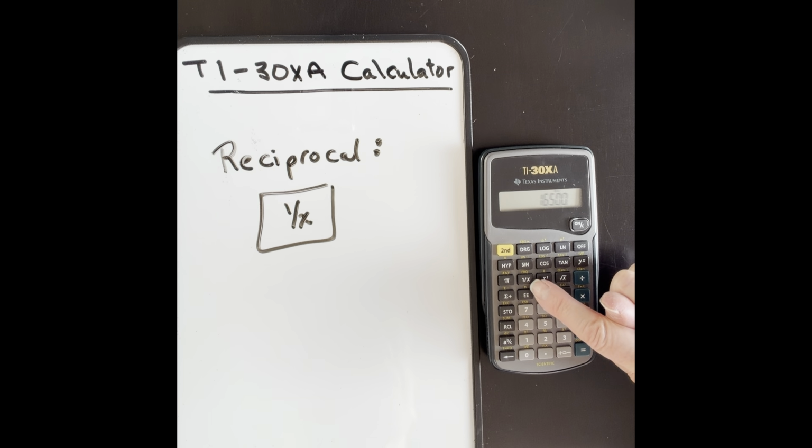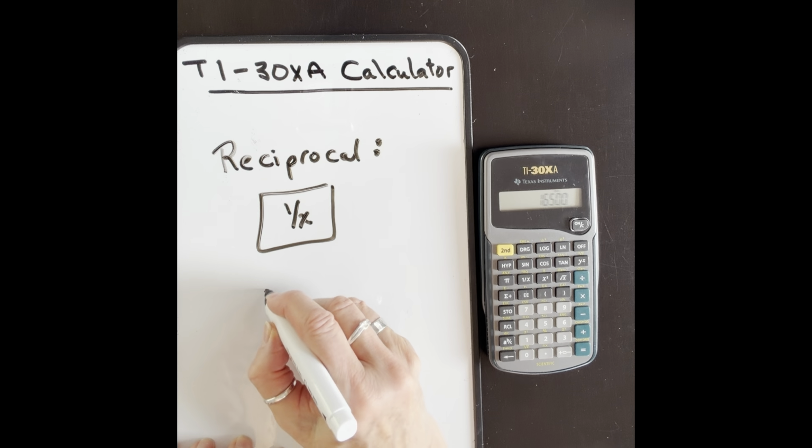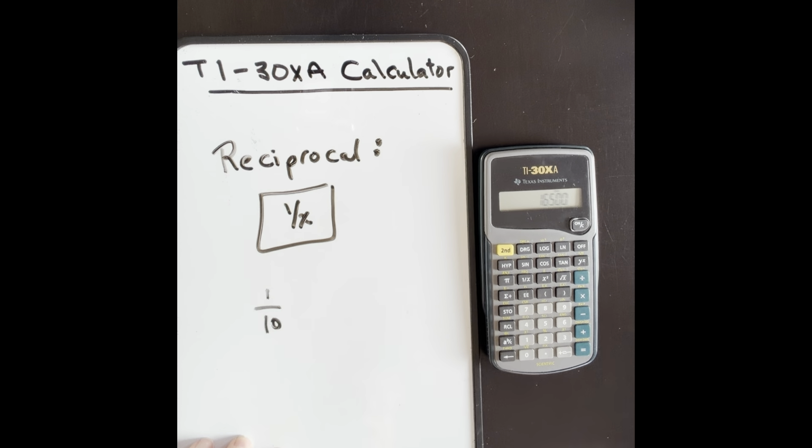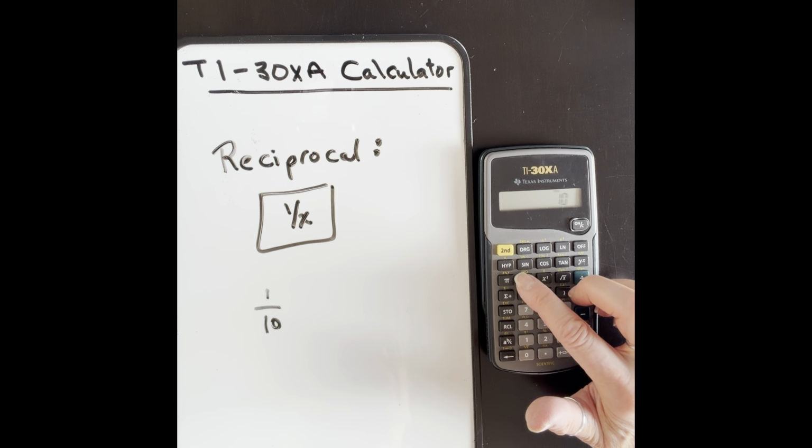This function on your calculator is called the reciprocal key. It just takes the reciprocal of whatever number you're working with. So for example, if you had 1 over 10, you could either enter that by going 1 divided by 10, or you could go 10 and the reciprocal.